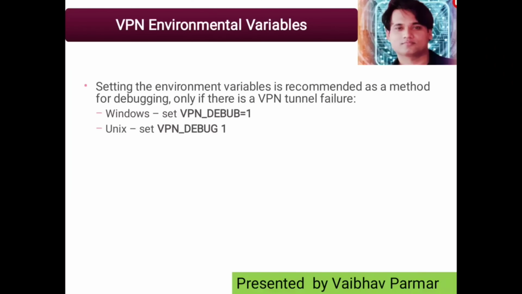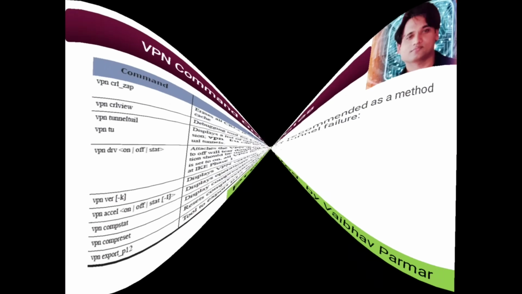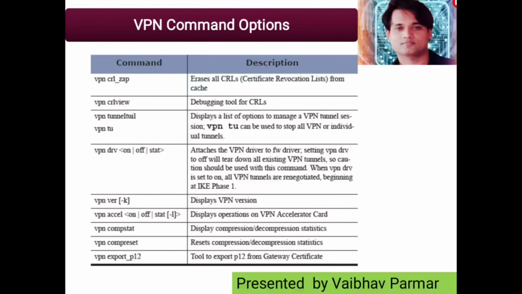Now we will see the VPN commands and the options. The vpn command displays and controls various aspects of a gateway. You are seeing all the options which are present for the vpn command. The table lists other options for the vpn command that can be useful when troubleshooting or debugging VPN related issues as well.